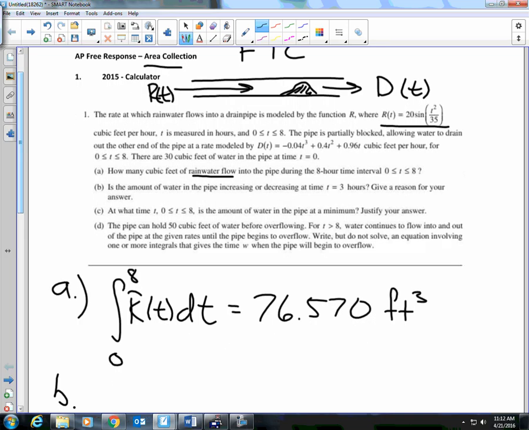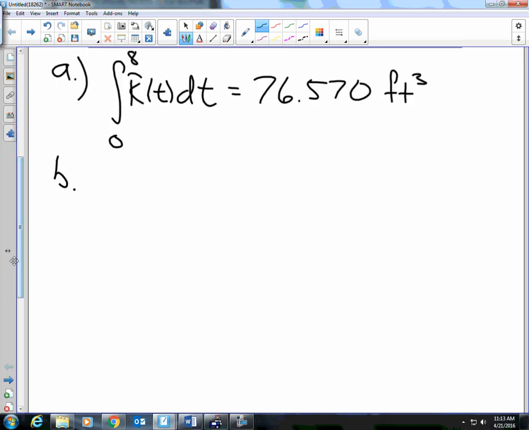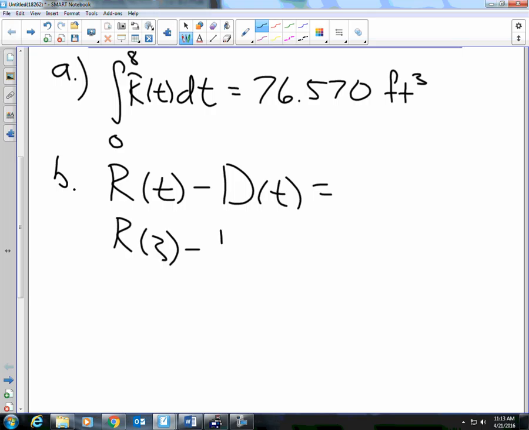Who can tell me, how would I determine if the amount of water is actually increasing or decreasing? Subtraction. The rate at which it's coming in minus the rate at which it's going out. If it's positive, it's increasing. If it's negative, it's decreasing. So I do r of t minus d of t. I take r of 3 minus d of 3.